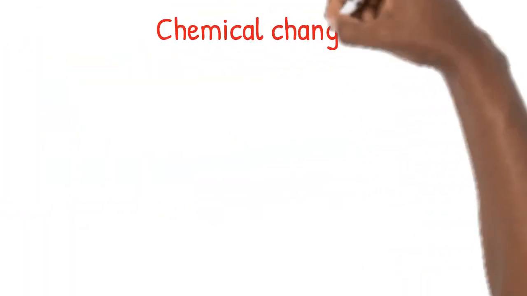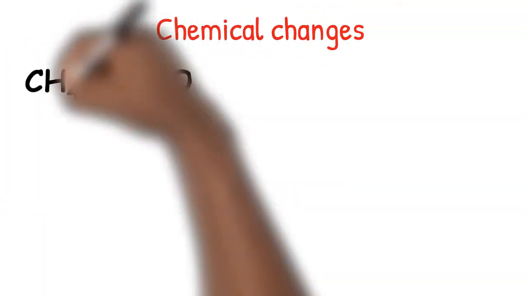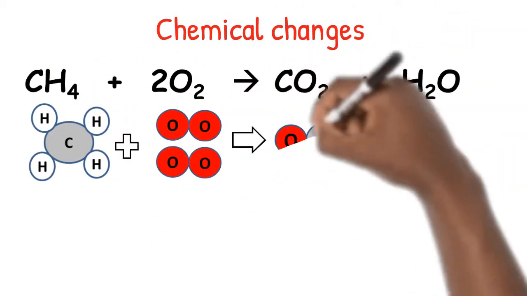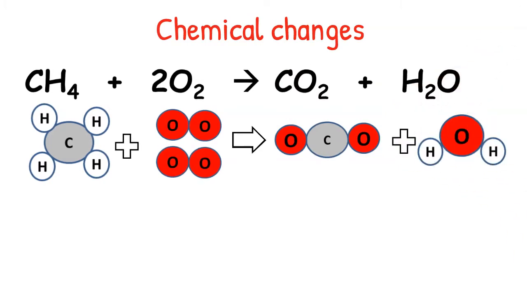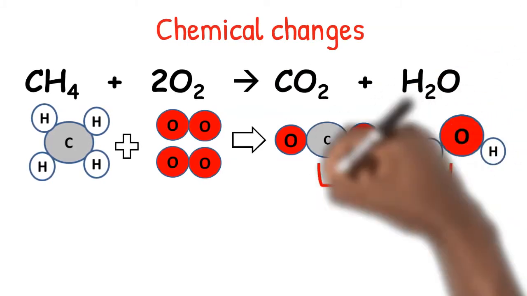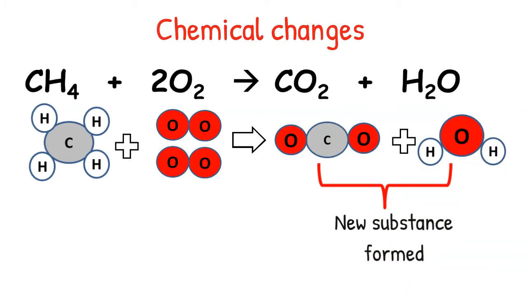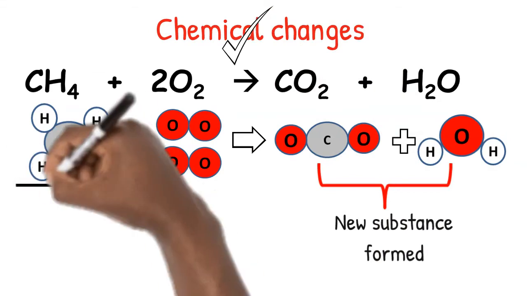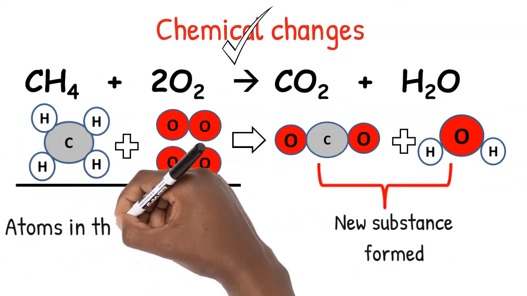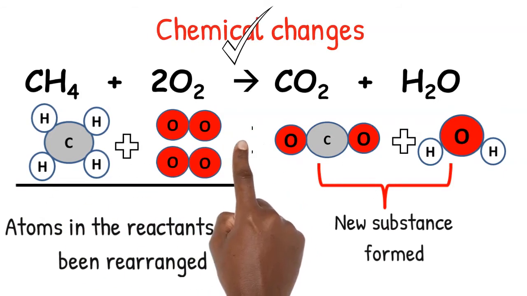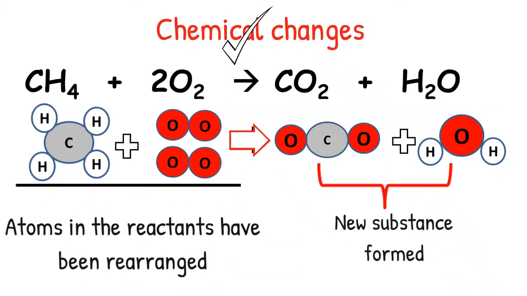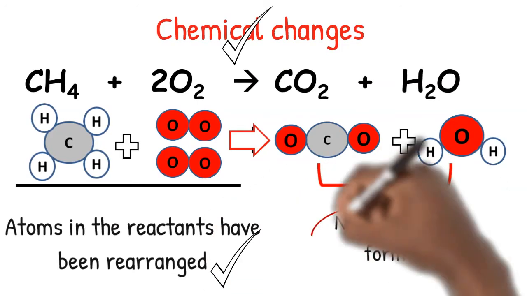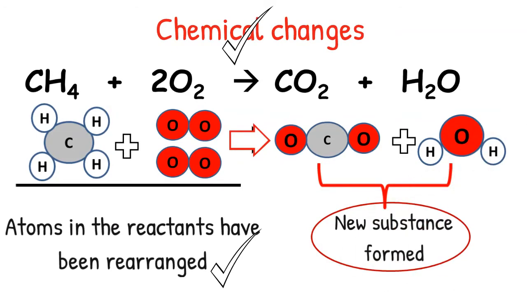So for chemical changes, like the reaction between methane and oxygen to produce carbon dioxide and water, this is what the particle diagram for that reaction looks like. Now, if you look here, new substances have been formed, which are carbon dioxide and water, so it's a chemical change. For that to happen, the atoms in the reactants had to be rearranged in order to form the new substances. So remember that in a chemical reaction, the atoms in the reactants are rearranged to form the new products.